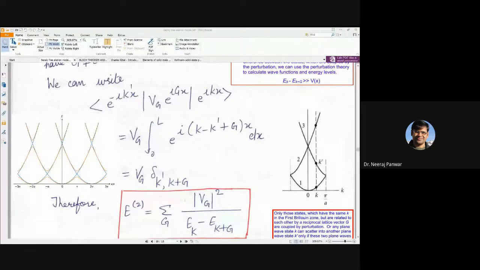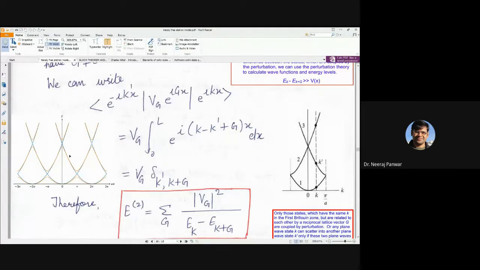So you see this picture, you see this diagram. This is periodic, plotted in the periodic zone boundary. So you can see the central curve for a free electron represented by a blue line.